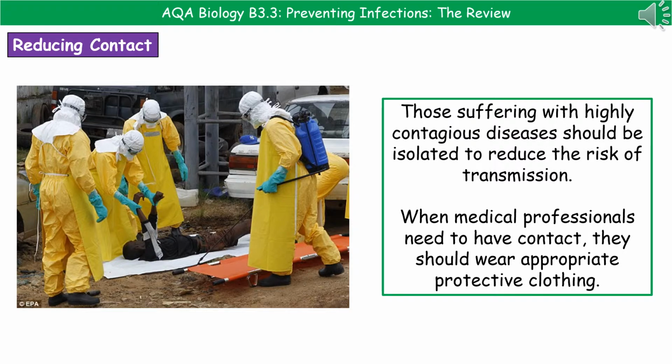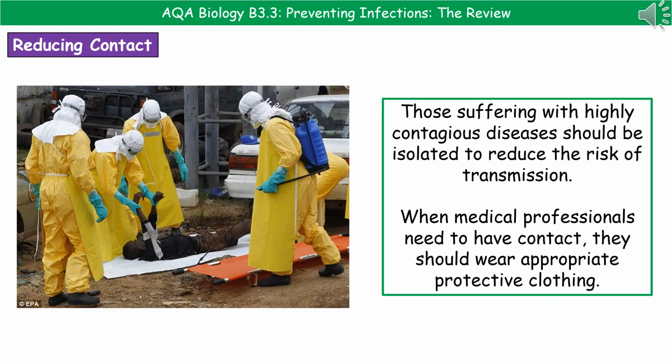If we've got someone who has been infected with a very contagious disease, then ideally we need to isolate them. Because if we isolate someone who is incredibly contagious, that's going to reduce the people they come into contact with and hopefully stop it spreading. A good example of this is in the outbreaks of things like Ebola. This is where we take anyone who's infected away from those that are not infected to stop it spreading amongst the healthy population. And if we've got a scenario where medical professionals need to have contact with them, then they need to wear appropriate protective clothing.